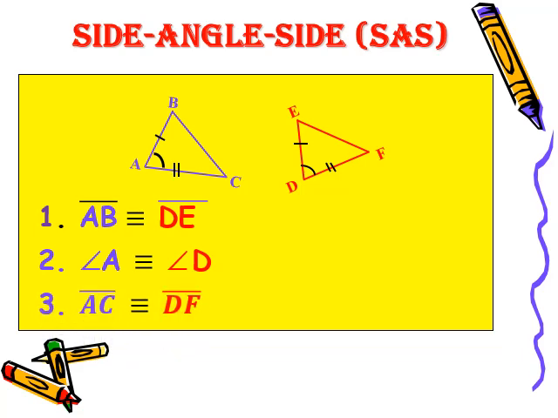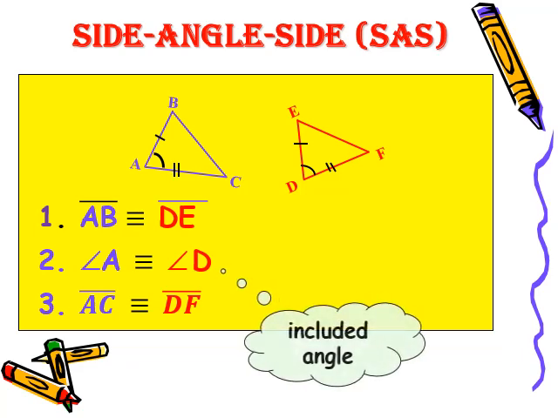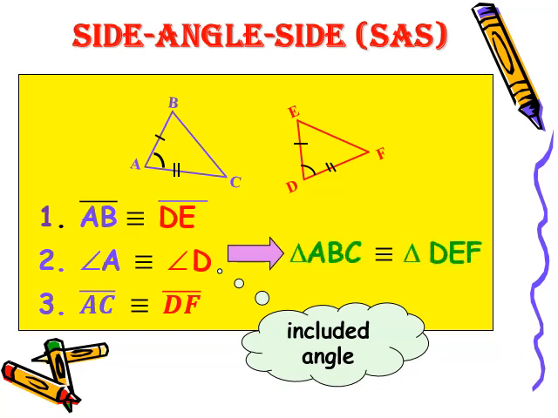Next, AC congruent to DF, then AC equals DF. We see the angle A and angle D are included between two sides. Then the result: two triangles are congruent. ABC congruent to triangle DEF.